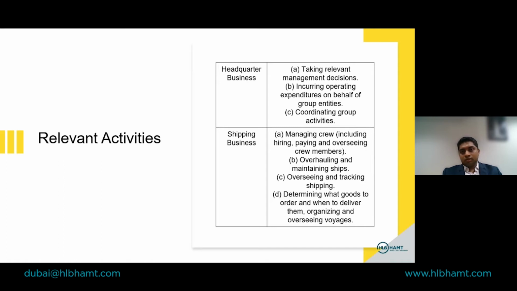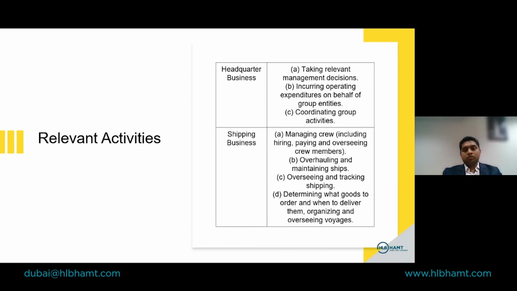Headquarter business. Basically, a company or a licensee who takes care of operations of the group as a whole, where they incur or coordinate the group activity and are responsible for the outcome of the group. So those kinds of licenses are classified as headquarter business.